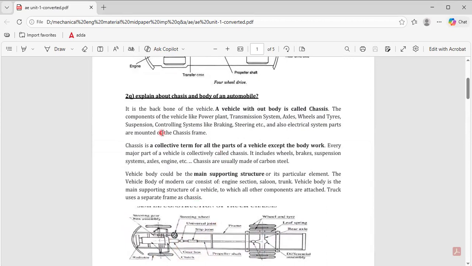So what is a chassis? You can tell it in just one line. It is the backbone of a vehicle. Without a chassis you cannot build any vehicle. A vehicle without body is called a chassis.